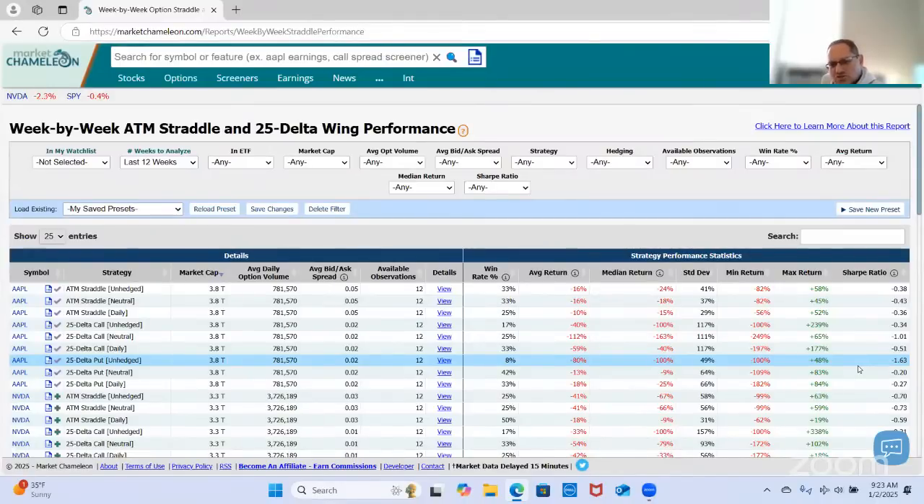So these are the stats that we could observe here, and we do have other strategies in this screener if we wanted to compare or isolate a particular strategy. We can do that from the screener.